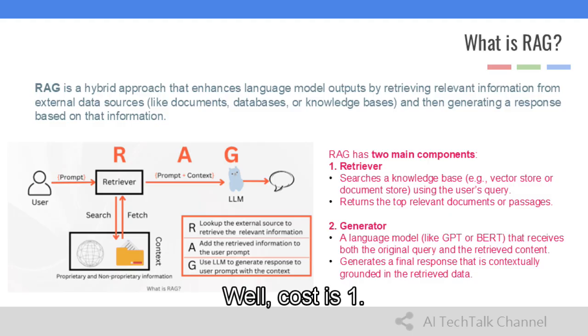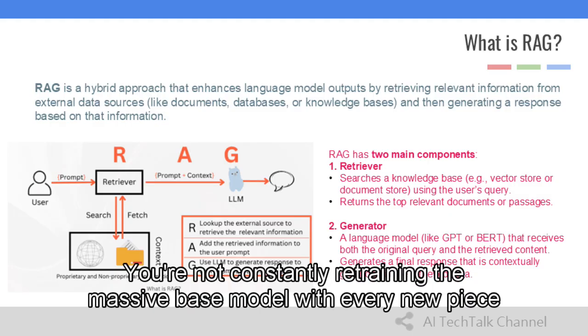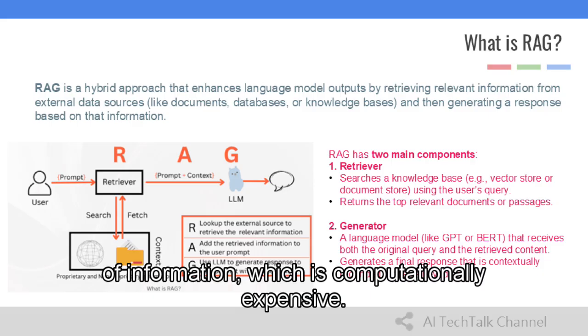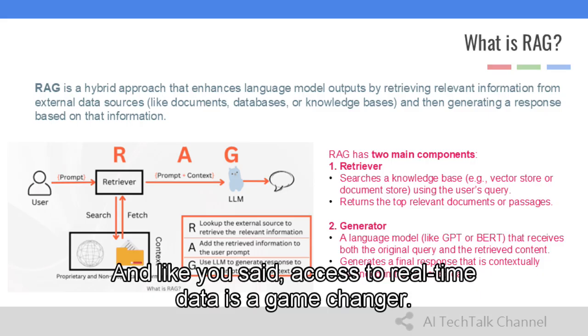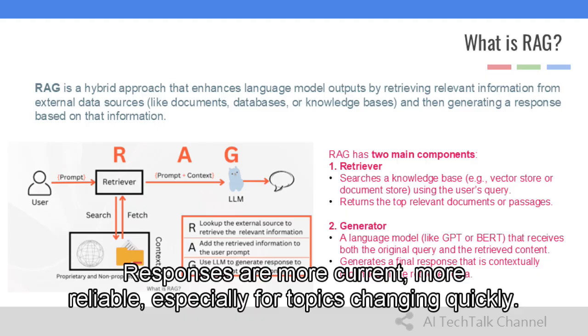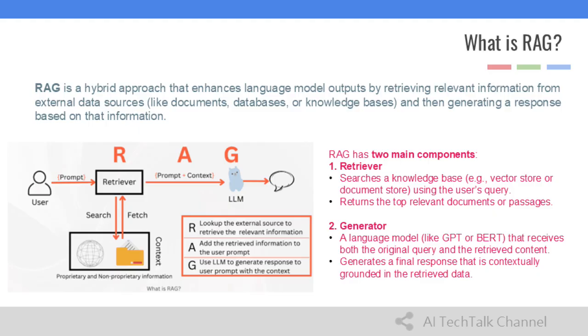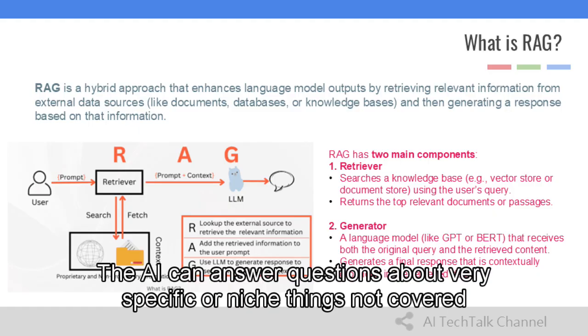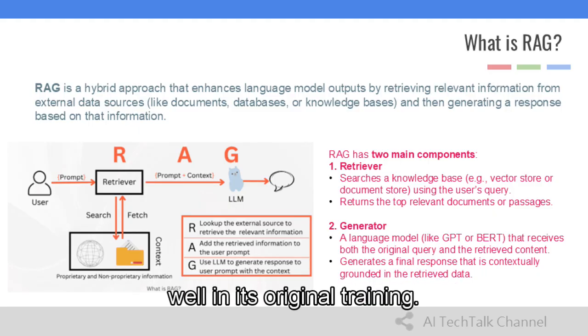Well, cost is one. You're not constantly retraining the massive base model with every new piece of information, which is computationally expensive. And like you said, access to real-time data is a game changer. Responses are more current, more reliable, especially for topics changing quickly. It also broadens the scope. The AI can answer questions about very specific or niche things not covered well in its original training.